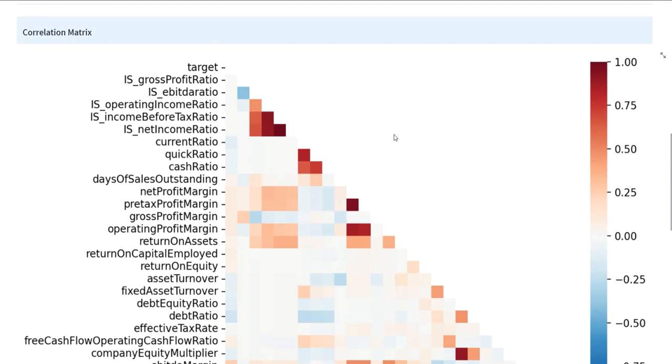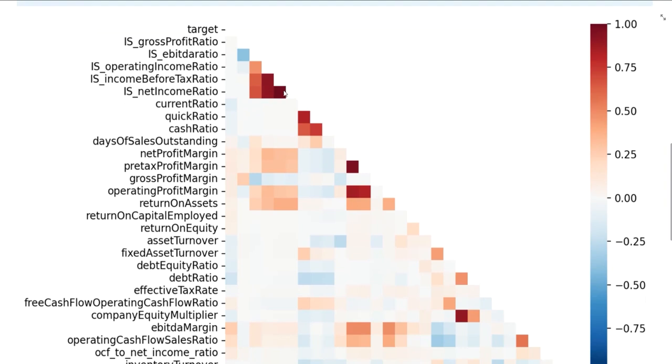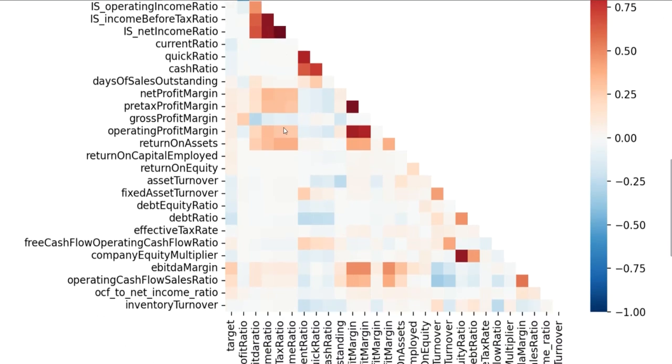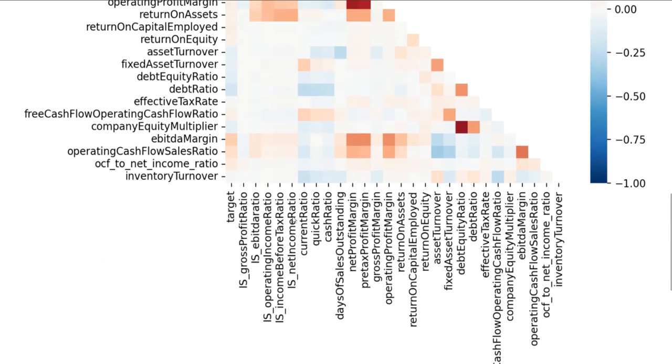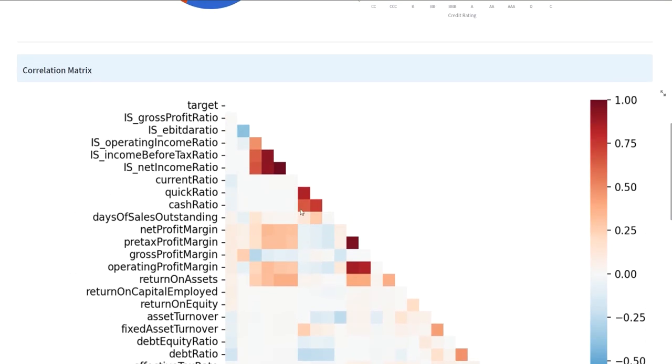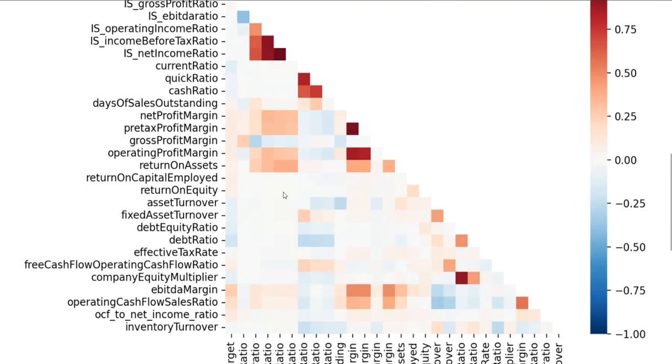This is a correlation matrix, where our target is either 0 or 1, with 0 as speculative grade and 1 as investment grade, and these are all the features we use. IS stands for income statement. You can see the gross profit margin, EBITDA margin. Lots of these red cells mean they are highly correlated, for example net income ratio versus net profit margin, or current ratio. There are some co-correlated features we're going to remove in the feature engineering part.